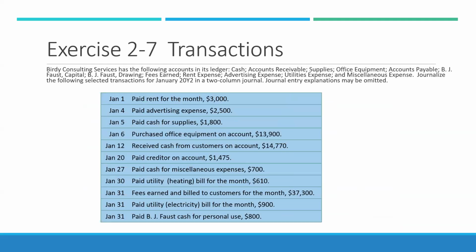Now, Birdie Consulting Services has the following accounts in its ledger. So what they're telling us is in each of these transactions, we can use cash, accounts receivable, supplies, office equipment, accounts payable, BJ Faust Capital, BJ Faust Drawing, fees earned, rent expense, advertising expense, utilities expense, and miscellaneous expense. Basically, they're telling us we have to use those, okay?